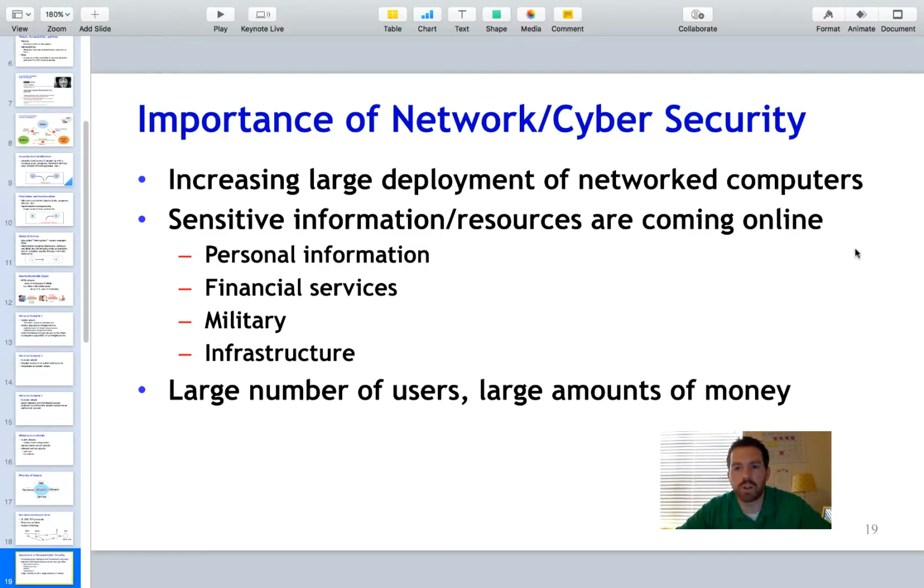So the importance of cybersecurity: increasingly large deployment of network computers. So you're starting to see more stuff out on the internet. Sensitive resources are coming online: personal information, financial services, military, infrastructure. If something's facing the internet, it's out there, folks. So I highly recommend you try to be more cognizant with your personal information. These days, your medical information is so valuable to an attacker. It's more so than credit card information.